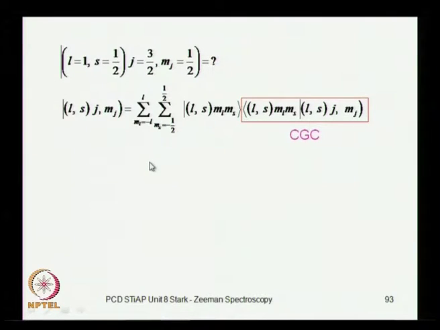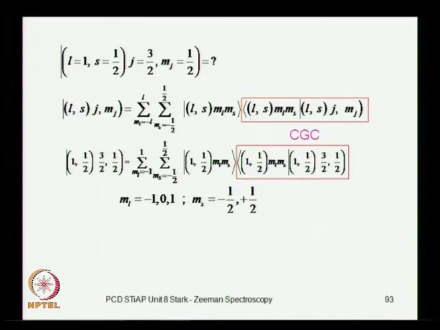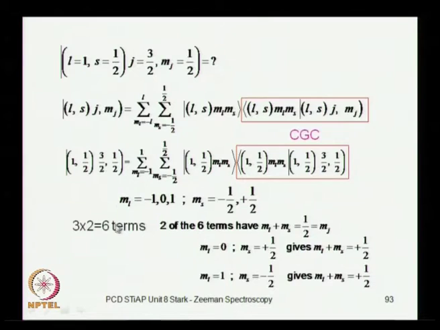3 into 2, we will have 6 terms, okay, but the Clebsch-Gordan coefficient will vanish unless mj is equal to ml plus ms. So out of the 6 terms you really do not have to find the Clebsch-Gordan coefficient for all the 6 terms. You can find the coefficient only in those cases for which ml plus ms will give you mj, and that means that there are only 2 terms which you need to consider, and these terms are those corresponding to ml equal to 0 and ms equal to 1/2, or ml equal to 1 and ms equal to -1/2.